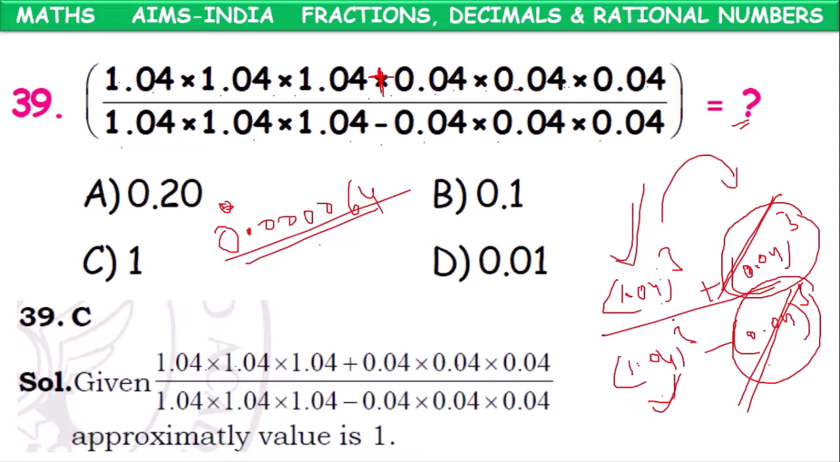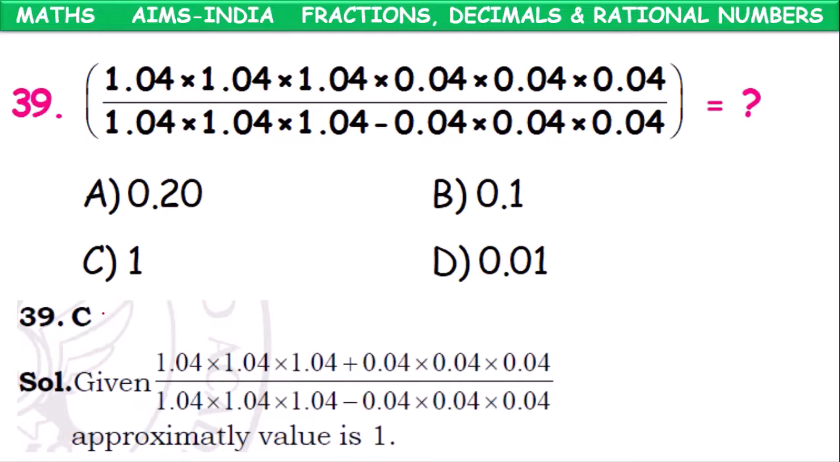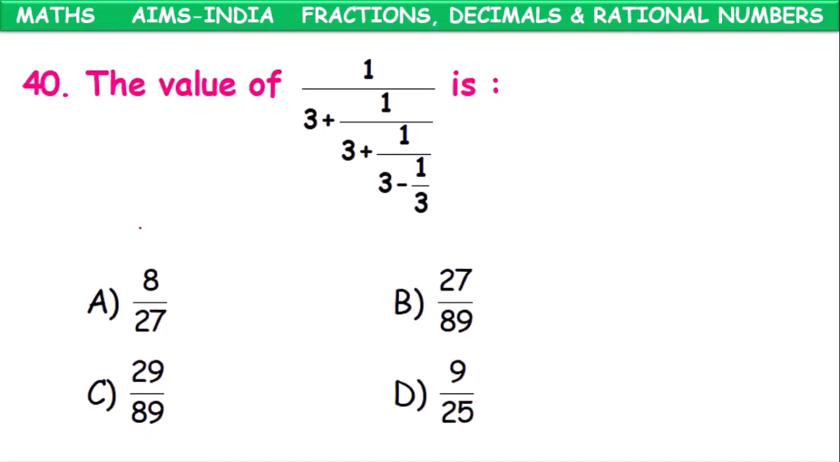So the answer is approximately 1, because the 0.04 whole cube value is very, very small. We can add or subtract it, but it is negligible, so there is no need to consider it. Just 1.04 whole cube by 1.04 whole cube, cancellation gives 1. But it is not the exact value, it is the approximate value.